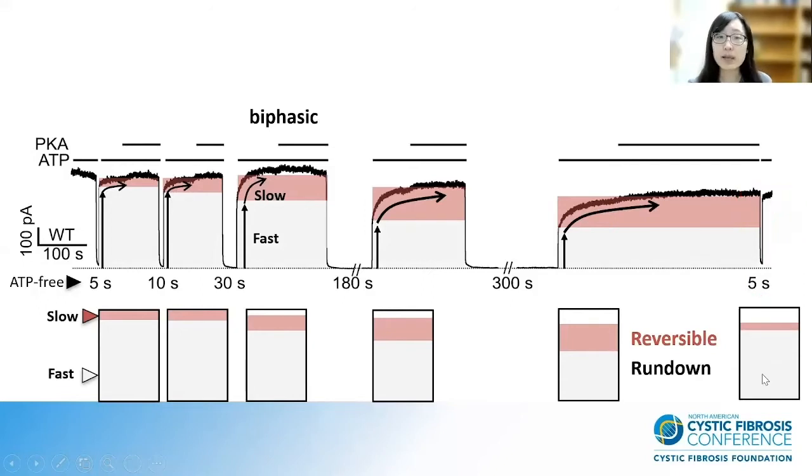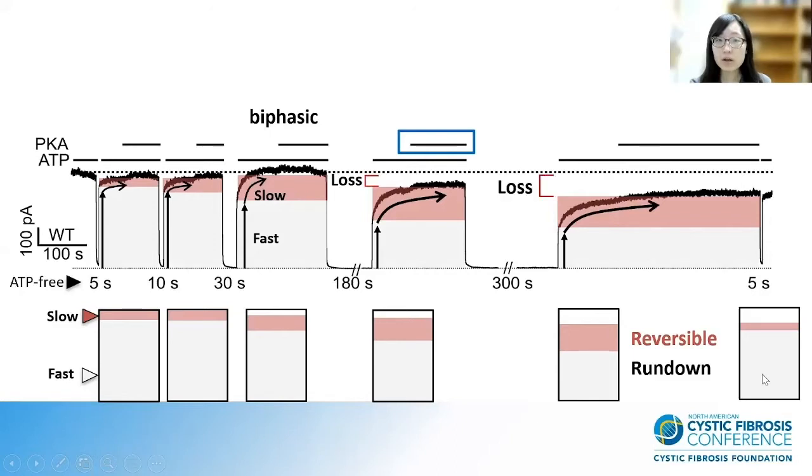And now please pay attention to the raw trace again. If this dotted line is the maximum current we have on this patch, you'll notice that there is a permanent loss of current after the 180-second ATP washout. The total current does not reach its original level, and this is not due to dephosphorylation, as PKA does not help. A larger decrease happens after a 300-second ATP washout.